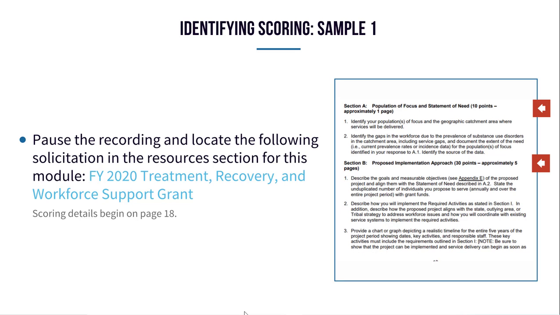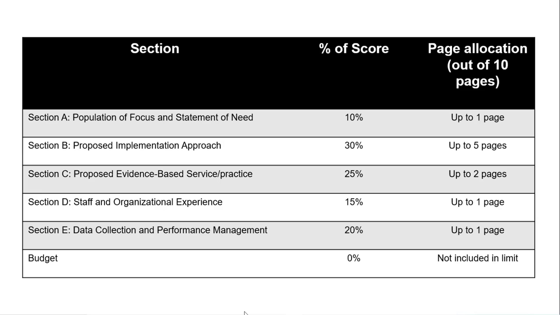So if you step back and look at the 30,000 foot view on this particular FOA, there were 10 pages total. They were single spaced, I believe. And I've detailed out all of the scoring for each of the 5 scored sections. In this particular FOA, the budget is not worth anything related to scoring. And it's also not included in the page limits. And so we can see the percent of score allocated to the 5 scored sections, and then the recommended page allocation out of 10 pages.